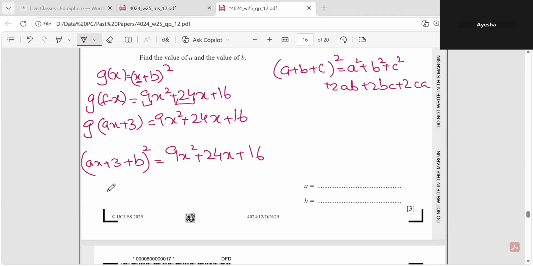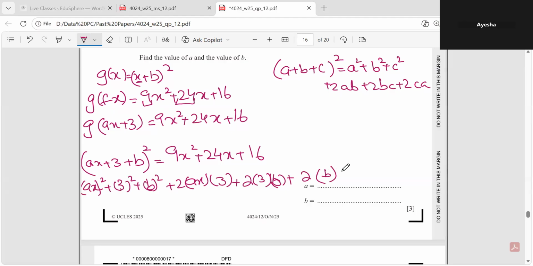For that, I'm going to open it up like this, and it will be a square x square, because (ax) whole square, plus 3 whole square plus b whole square plus 2 into ab, where a is ax and b is 3. Then we're going to write plus 2bc, so 2 times 3 times b. Then we have to write 2ca, so 2 times b times ax. And over here, this is 9x squared plus 24x plus 16.